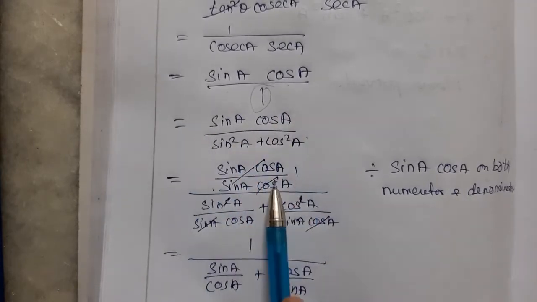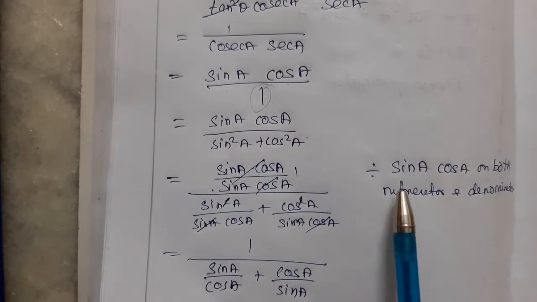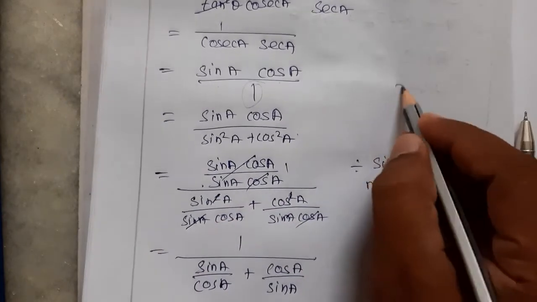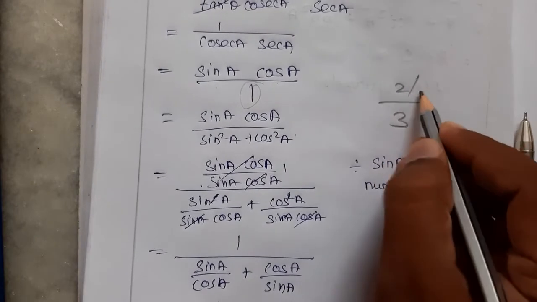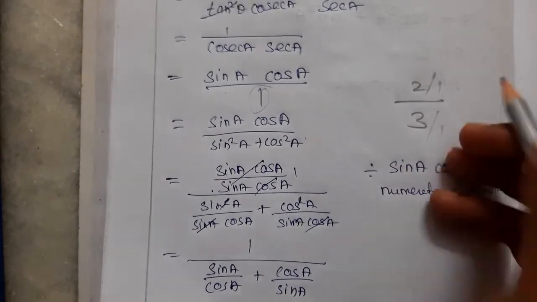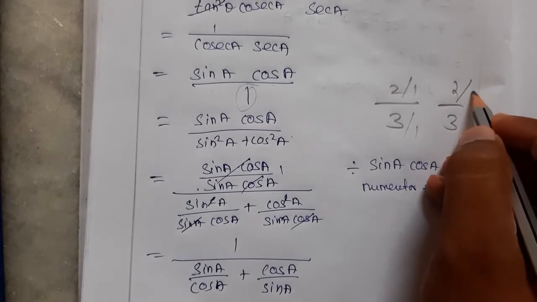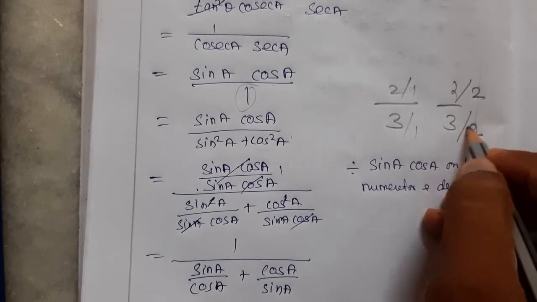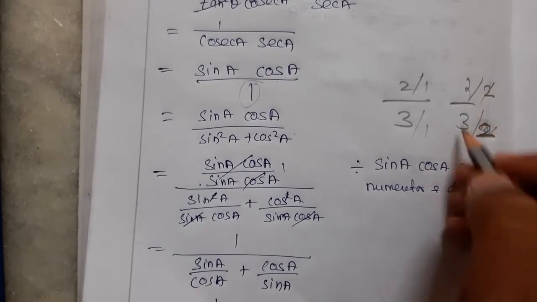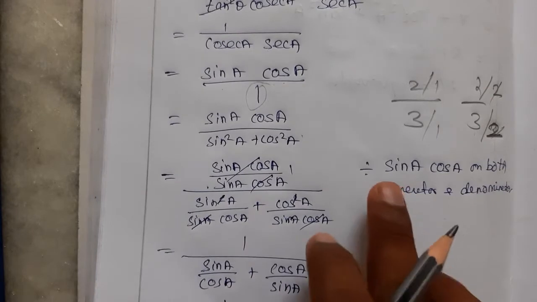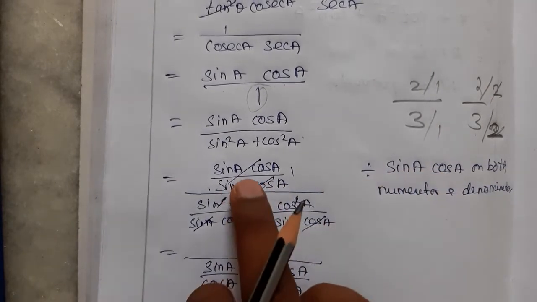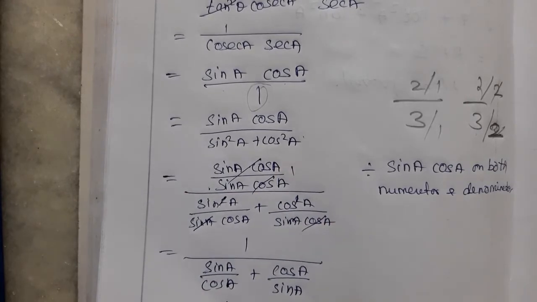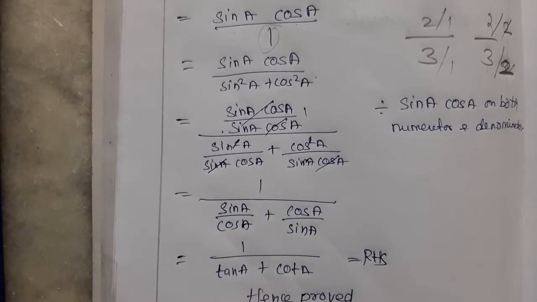So we are dividing both numerator and denominator equally by sine A and cos A, so that there will be no change in the fraction. Like that, if it is 2 by 3 and you divide both numerator and denominator by 1, there will be no change, right? If you divide the numerator by 2 and denominator by 2, there will be no change, so we still get 2 by 3. The same method we used: dividing by sine A and cos A in both numerator and denominator, so that the numerator becomes 1, and the denominator we simplified and got as tan plus cot A.